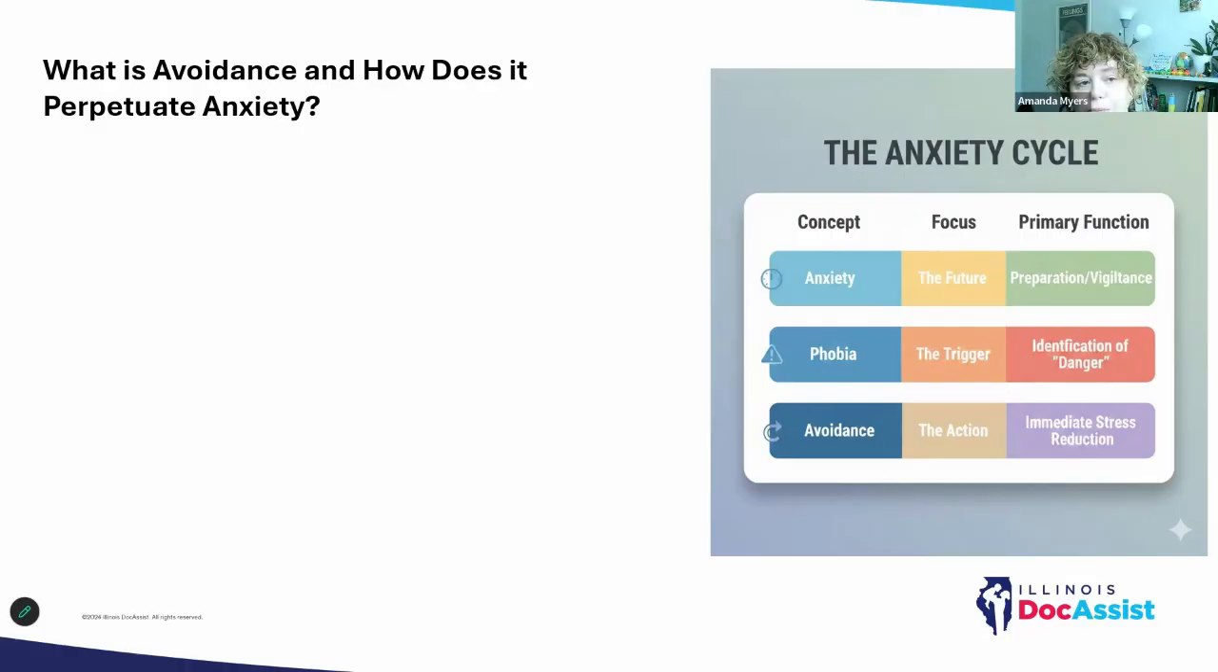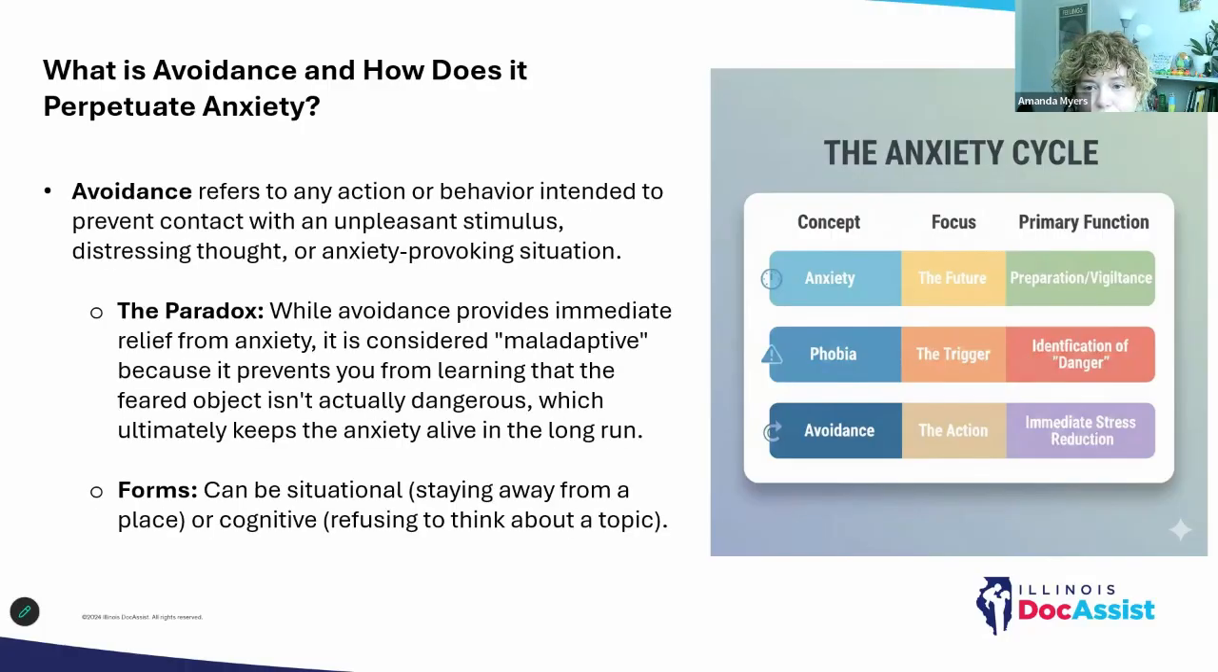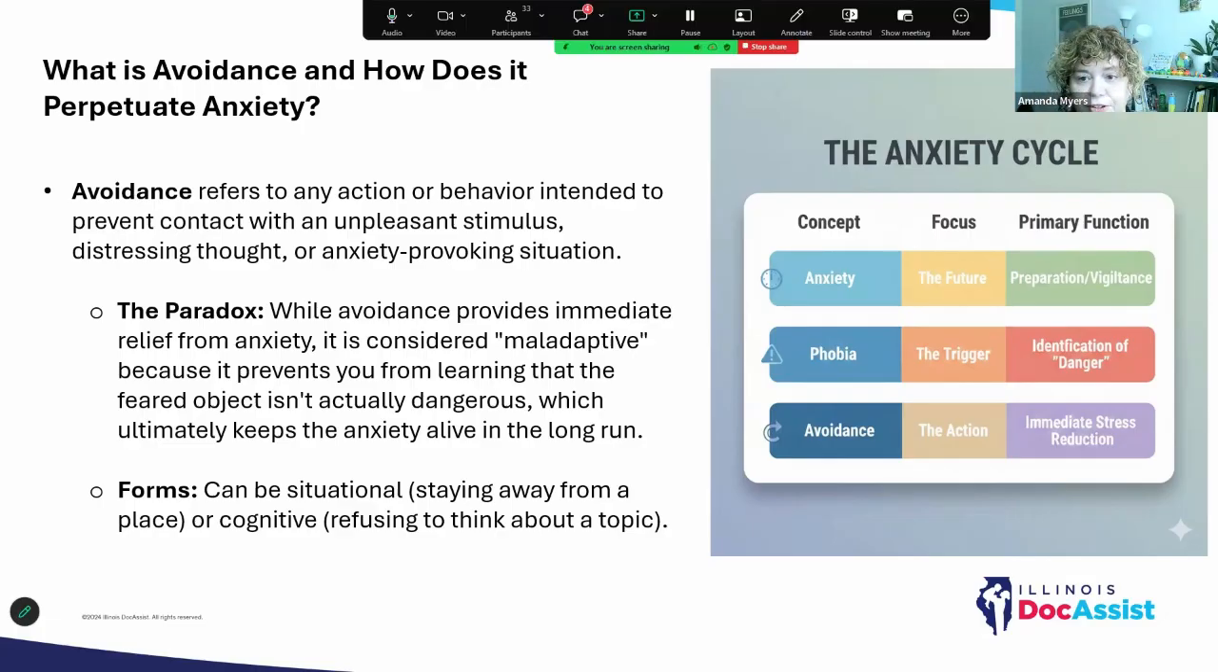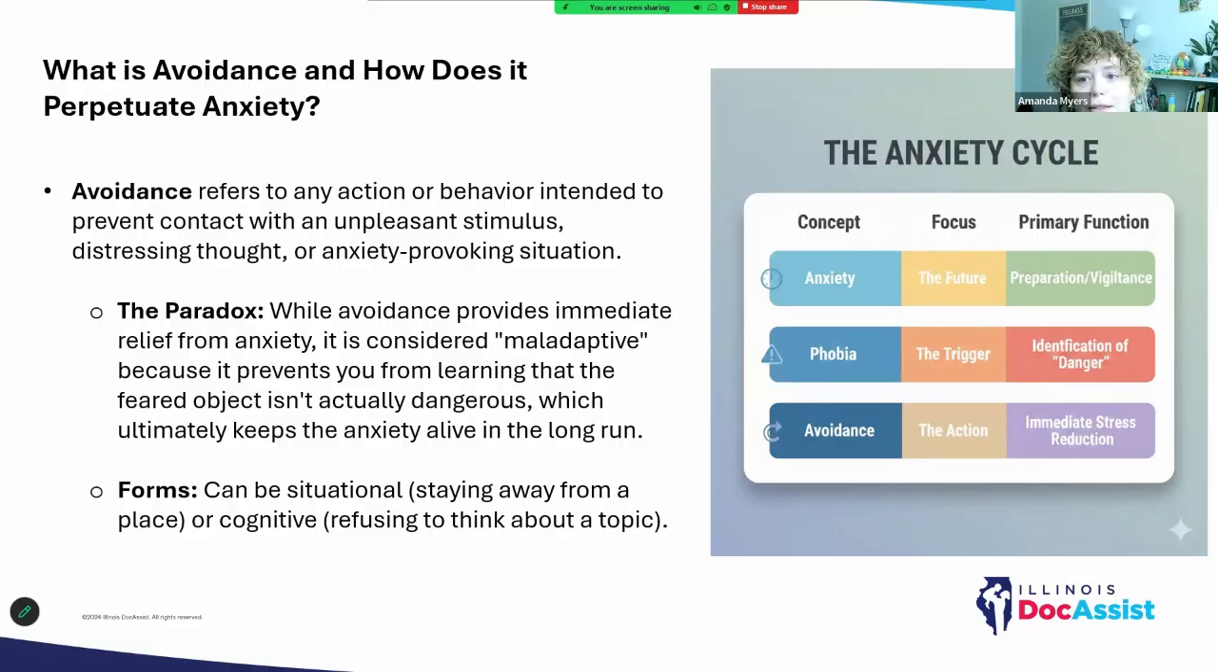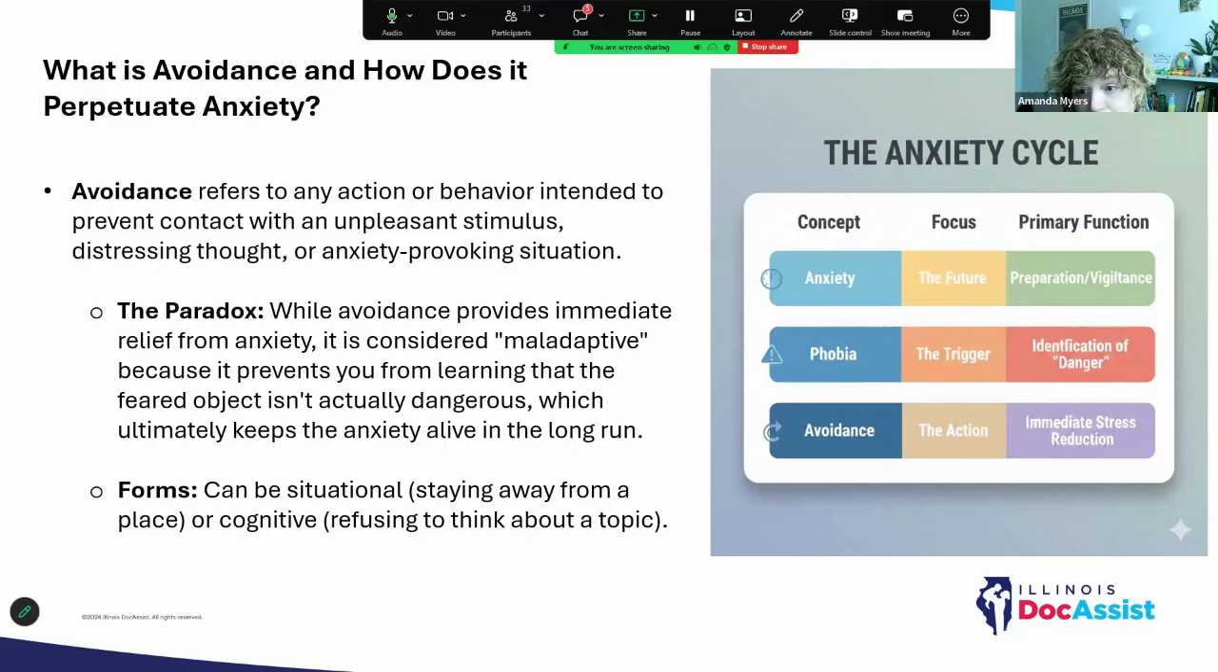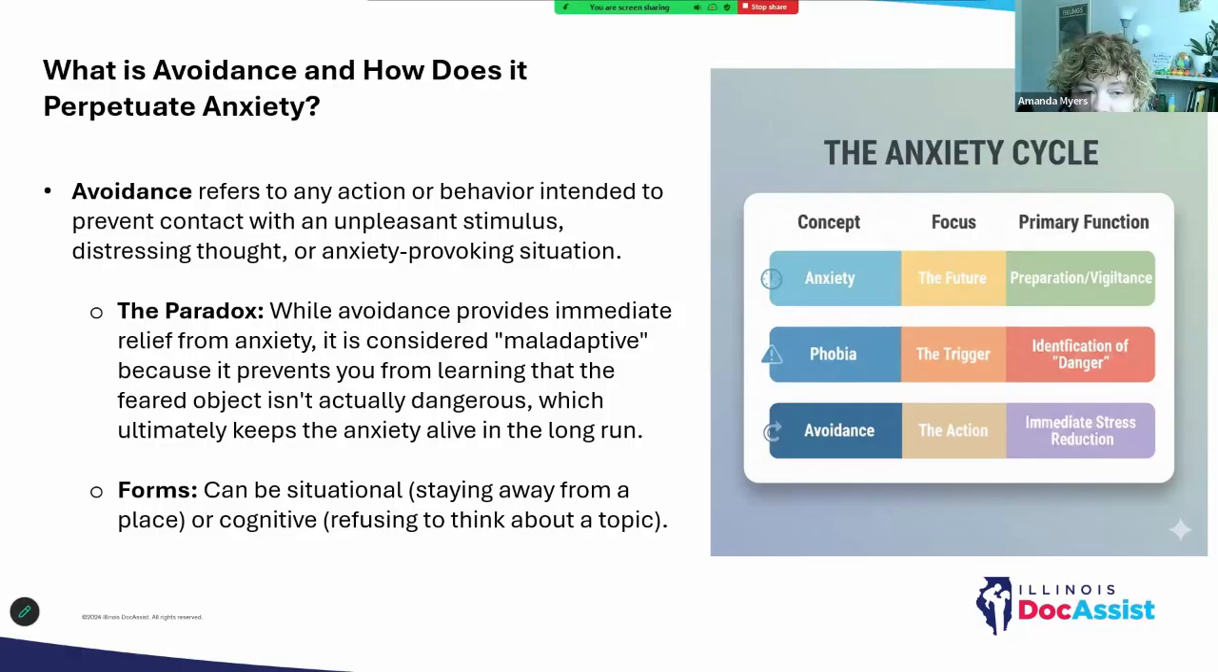And then in terms of how avoidance perpetuates anxiety, I think this is the biggest component of what I'm going to talk about today: having you all understand how avoidance, when it deals with anxiety, is basically any action or behavior intended to prevent contact with an unpleasant stimulus. That can be a situation, object, or distressing thought. And then understanding that paradox: while avoidance obviously gives you immediate relief from anxiety, it is considered maladaptive coping in that it prevents you from learning that the feared object or situation isn't actually dangerous, which reinforces that fear long term.